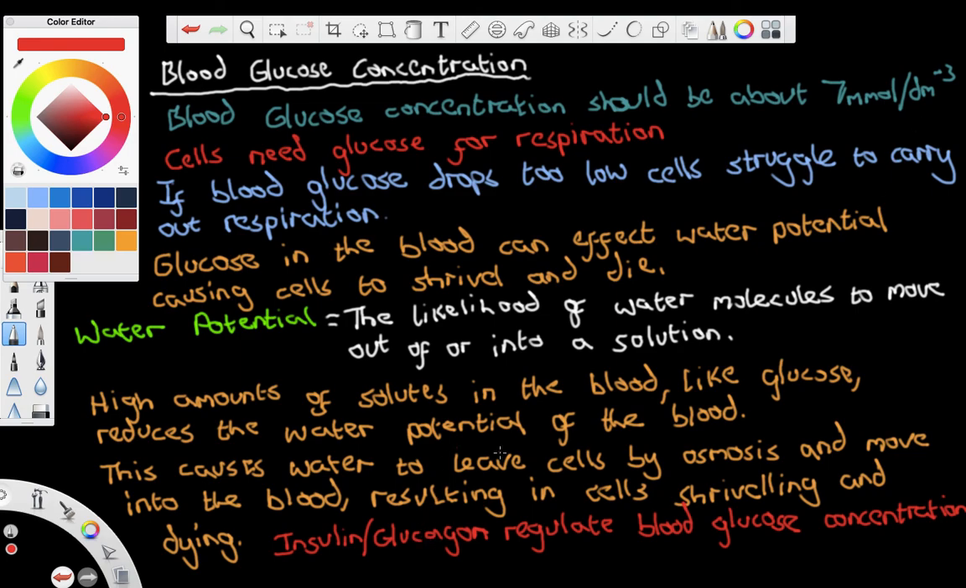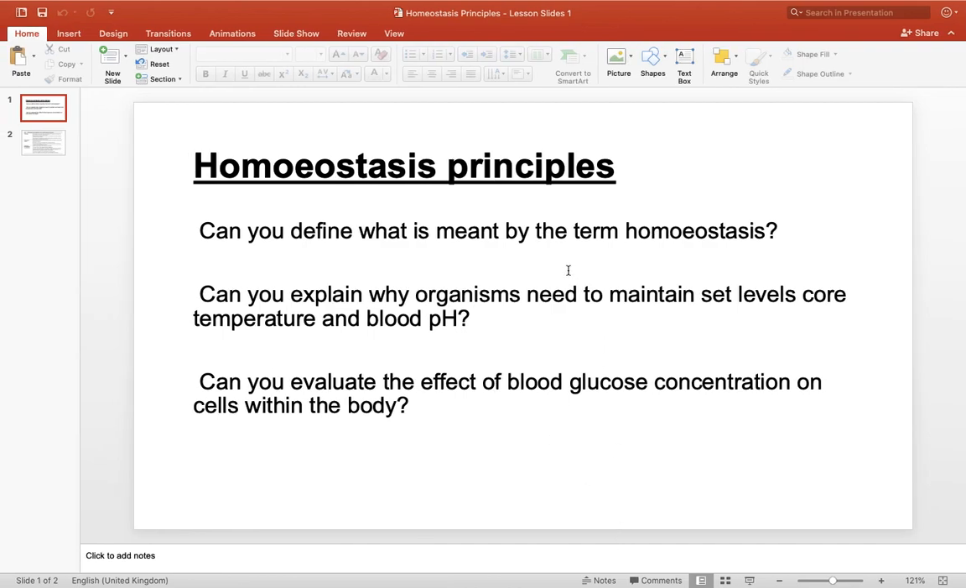So you should now be able to tell me what is meant by the term homeostasis. You should be able to explain why organisms need to maintain set levels of core temperature and blood pH, and you should be able to evaluate the effects of blood glucose concentration on cells within the body.